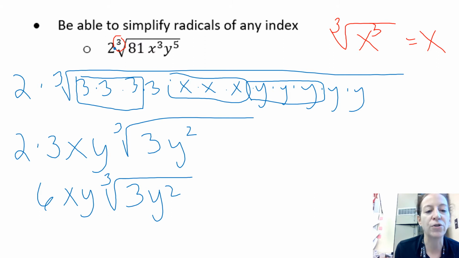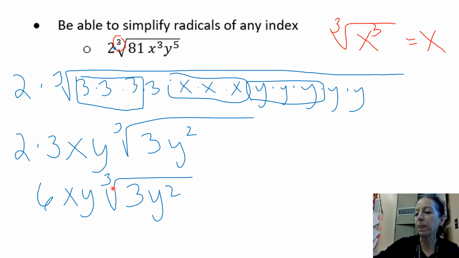A couple of things I want you to remember about doing these. 1, don't forget to keep the index. So if it's a cube root or a 4th root, you can't drop that. If you drop that, it is considered wrong.